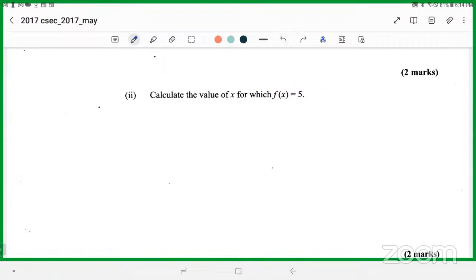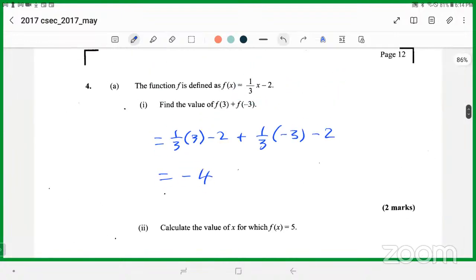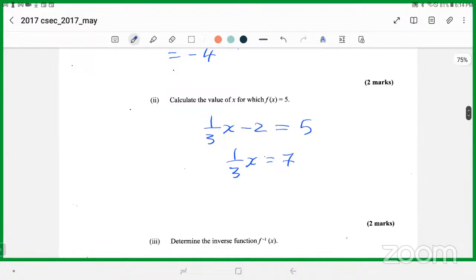f of x equals 5. Find the value of x for which f of x is equal to 5. Now remember, f of x is this: 1/3 x minus 2. 1/3 x minus 2 is equal to 5. We're basically trying to solve for x right here. Transpose the 2 first, we get a third x equals 7, and then multiply by 3, we get x equals 21. 7 times 3 is 21. Nice and easy. Good. Next one.